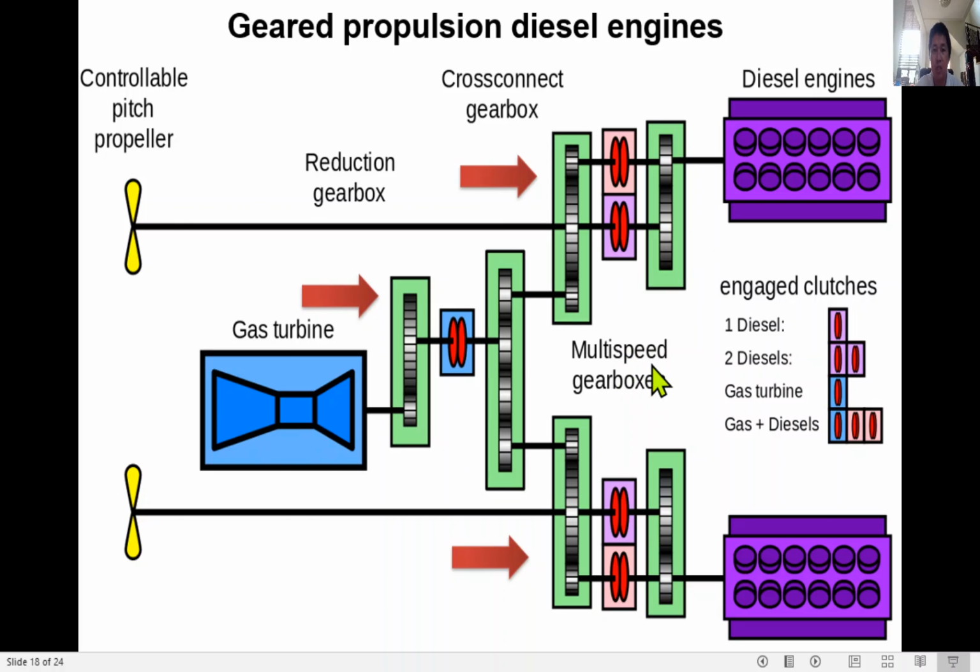But since this is a multi-speed gearbox, I can also use this diesel engine, this diesel engine, and this one. So the vessel is running very fast but consuming a lot of fuel. So these are geared propulsion engines, because there is a gearbox or gear reduction.